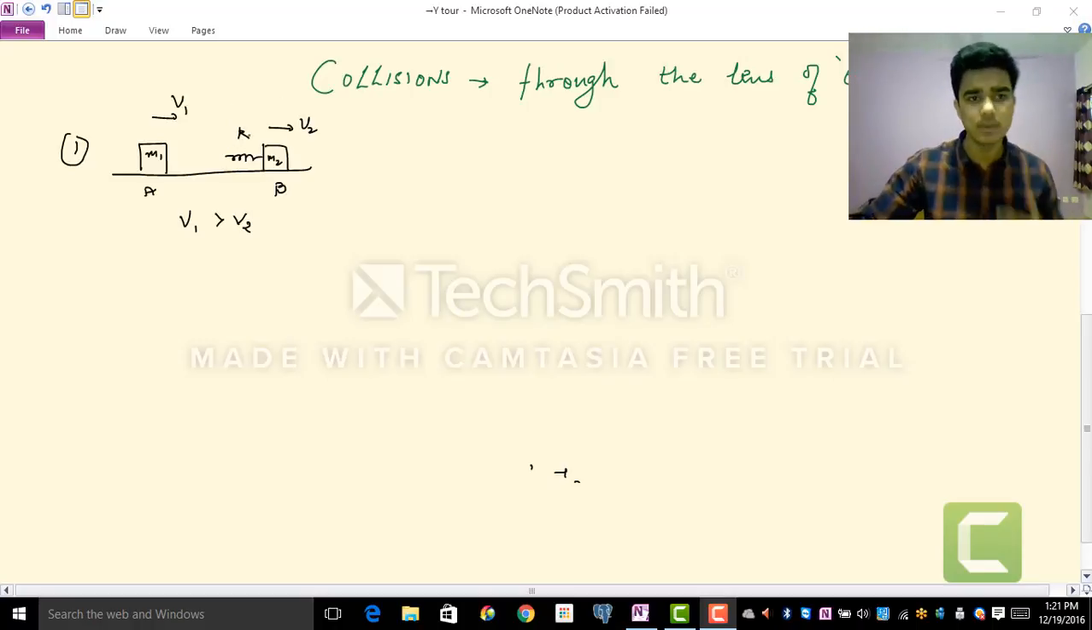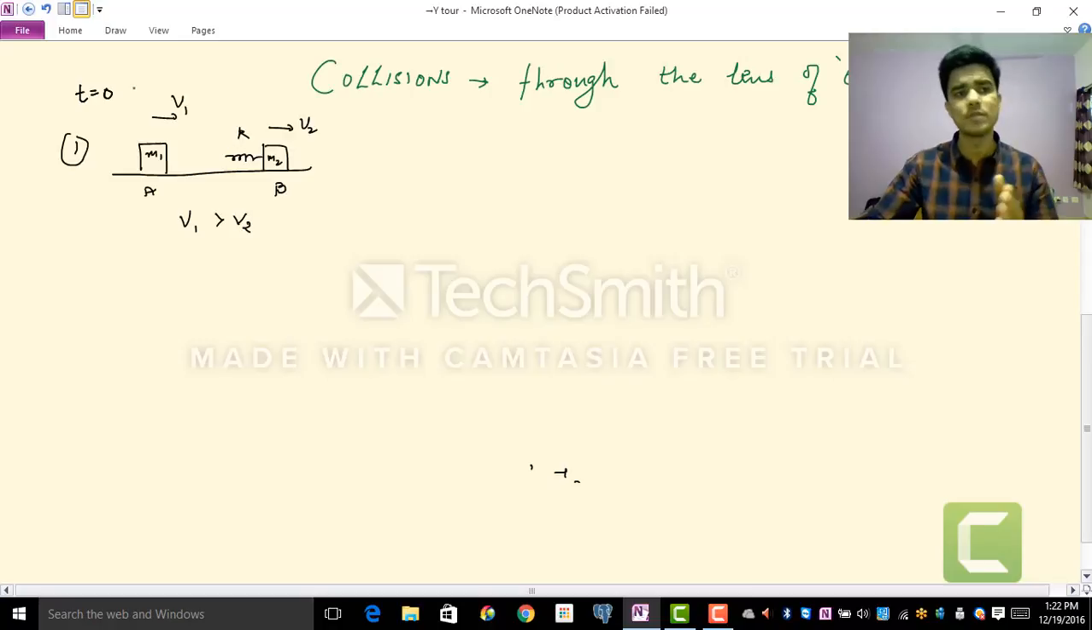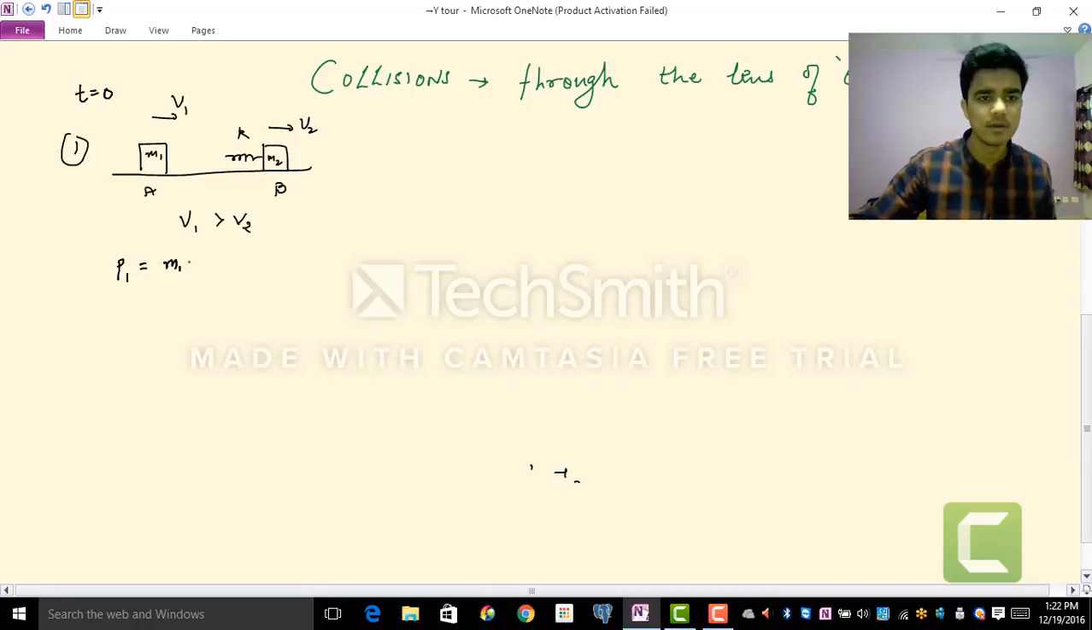So this is that instant. Let us call this instant 1, at t equals 0, right? Object A is traveling with speed v1 and object B is traveling with speed v2. Let's write the momentum and the total energies. At this instant, the total momentum of the system is m1 v1 plus m2 v2. The total energy at this instant will be only the kinetic energies possessed by the objects, which is half m1 v1 square plus half m2 v2 square.